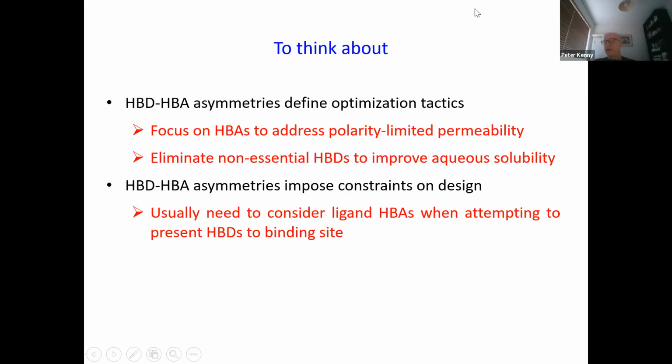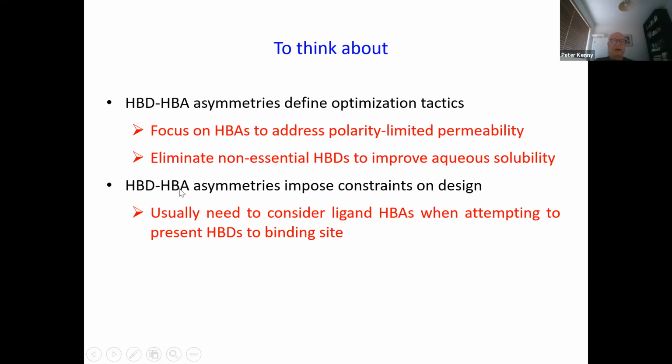So finally, I've talked about hydrogen bond donor-acceptor asymmetries, and first of all, they define optimization tactics. If you've got polarity limited permeability, you need to look at the hydrogen bond acceptors. Don't go sticking hexyl groups on and stuff like that. And eliminate the non-essential hydrogen bond donors as a tactic for improving aqueous solubility. What I will say generally is sometimes these tactics work, sometimes they don't work. There are no panaceas in drug design.